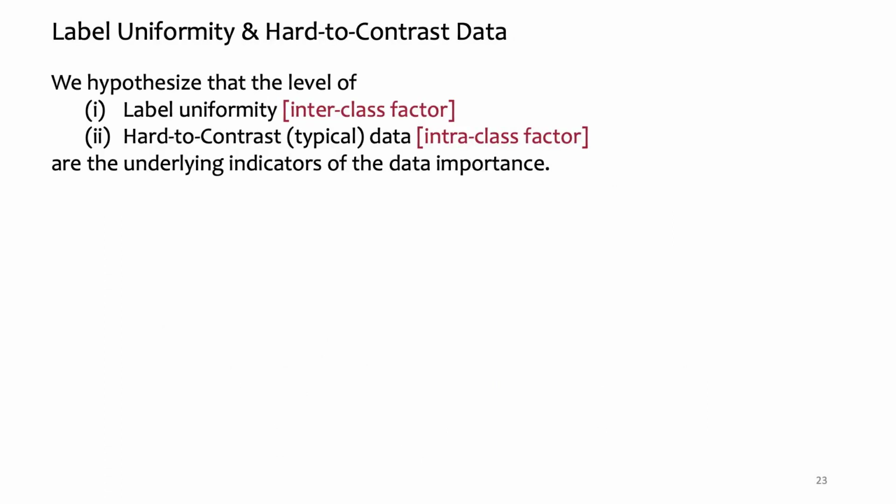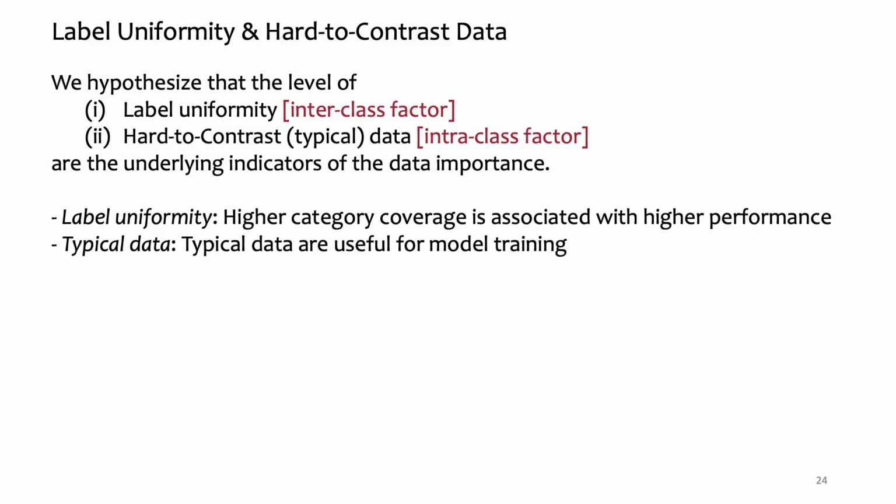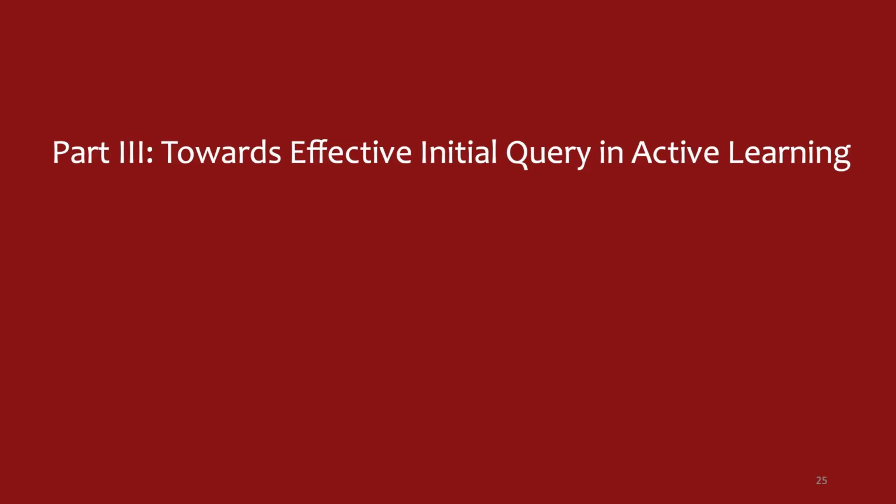Let's recap. We found two key factors for selecting a good initial query to address the cold start problem. First, interclass factor. We hypothesize label uniformity is important. Second, intraclass factor. We compared selection criteria within each class and found hard to contrast, or the most typical samples, work best. We did some preliminary experiments that also verified our hypotheses. If the label uniformity of active learning is high, and the queried samples cover all classes evenly, the results are better. Within each class, selecting the most typical and representative samples works better than picking particularly hard samples.